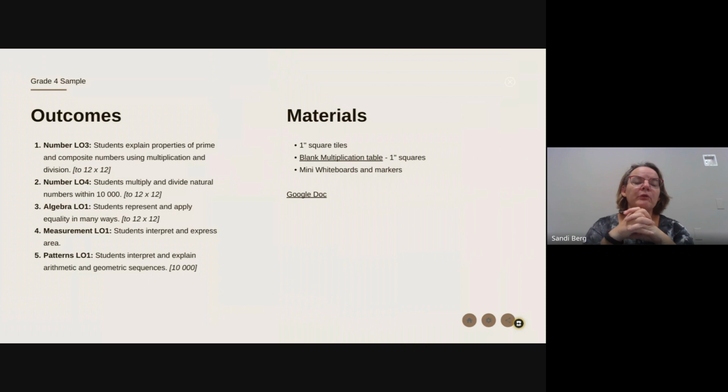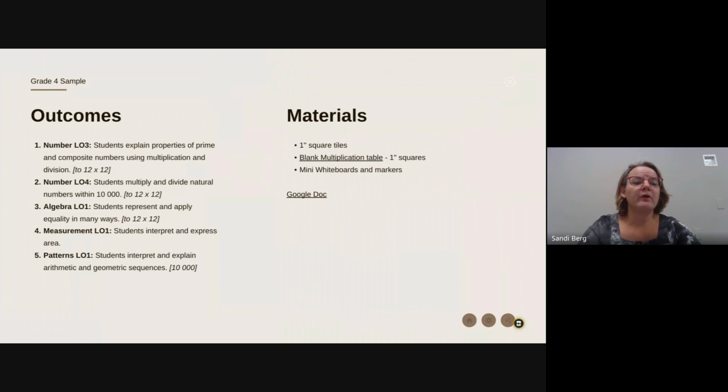They are number learner outcome 3: students explain properties of prime and composite numbers using multiplication and division. You'll notice in italics it says up to 12 multiplied by 12, so there's that restriction I put on there. Number learner outcome 4: students multiply and divide natural numbers within 10,000, but of course it makes sense to stick to 12 multiplied by 12.